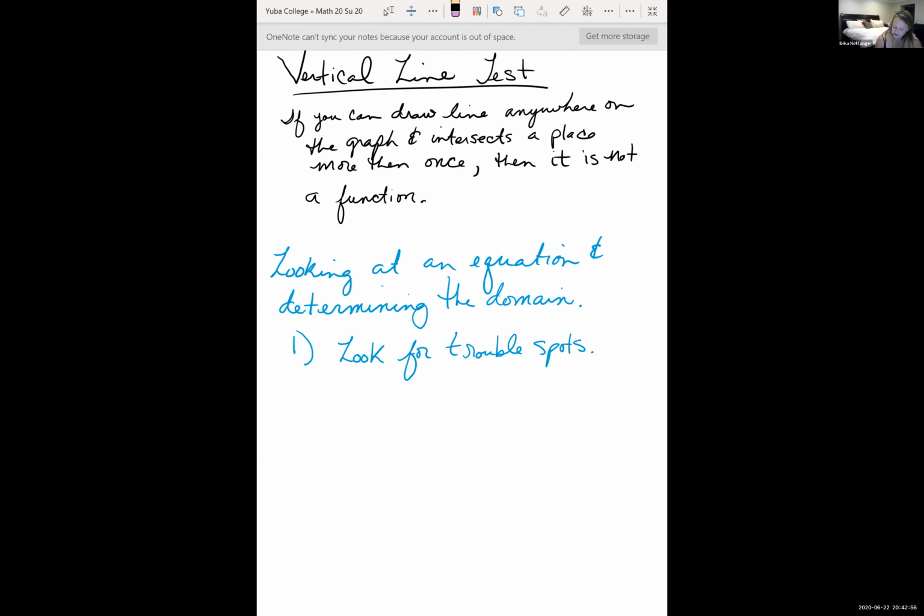So these are values that set the denominator equal to 0. Values which give you a negative underneath an even power radical. Or I'm just going to say an imaginary number.